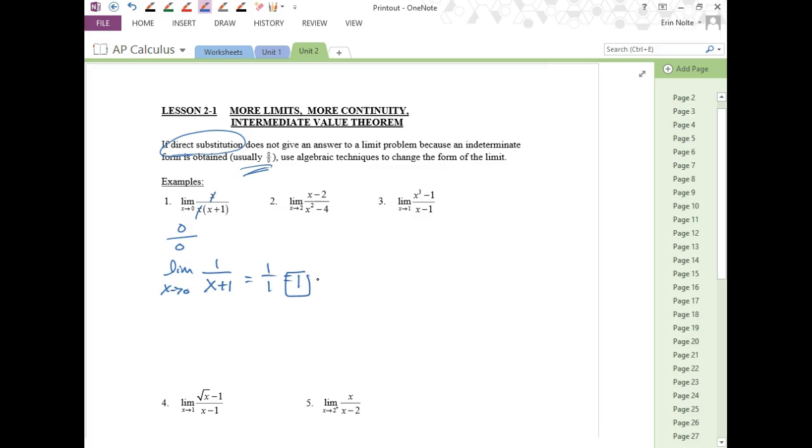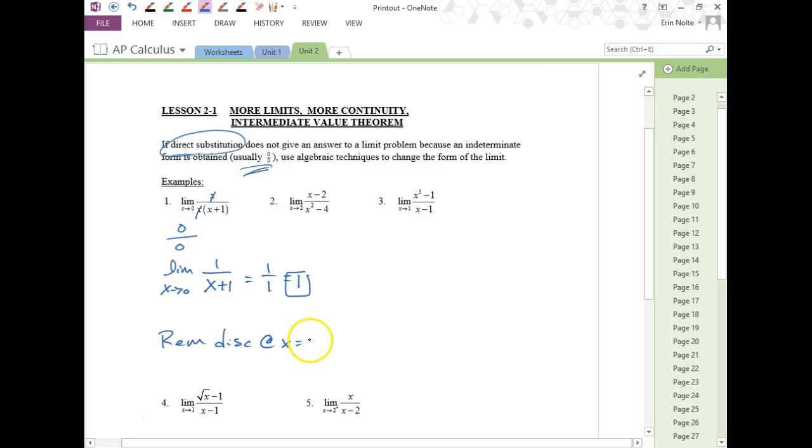The 0. Wouldn't that be like removable? Yes, good point. Let's talk about that while we're doing this. Because I canceled the x, there would be a removable discontinuity at which value? Which x value would make that 0? So you can say there's a removable discontinuity, or you can even say hole. How come you know there's a hole there? Because when we canceled this out, x over x, that created a hole.